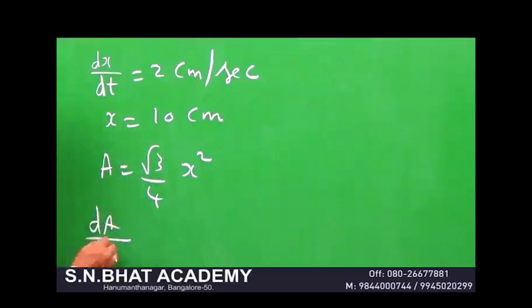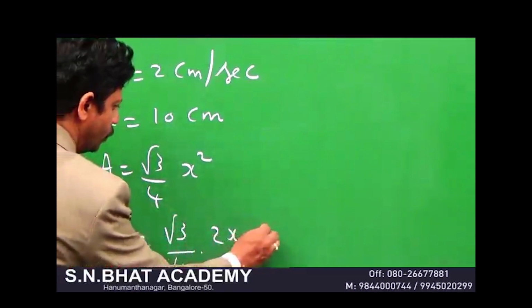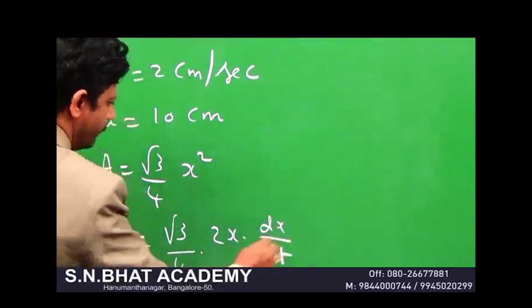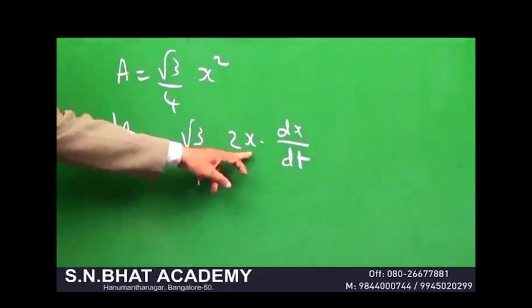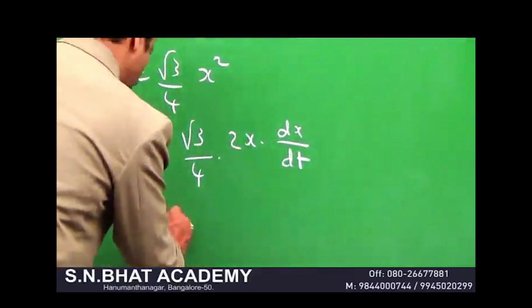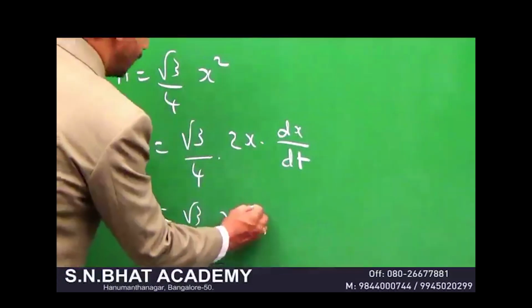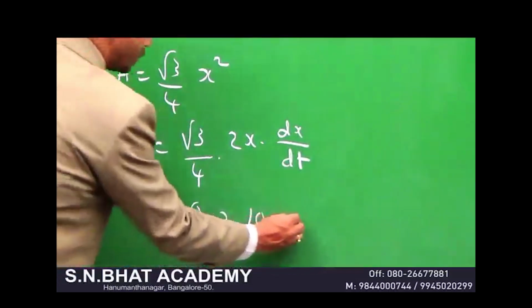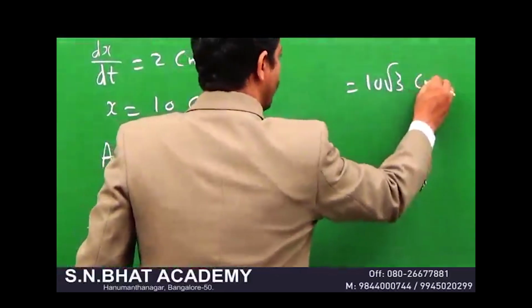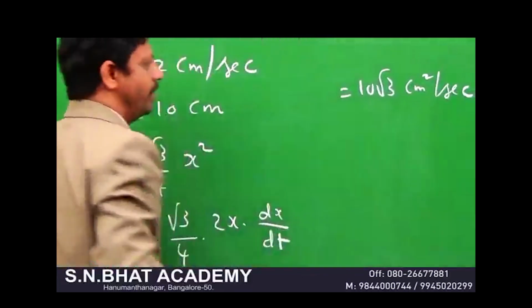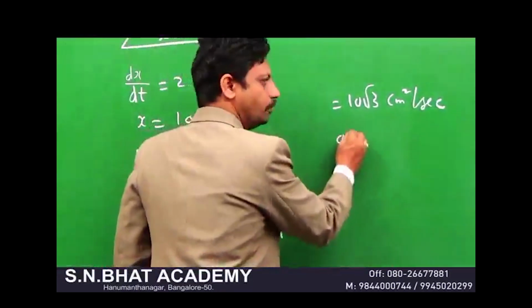We have to differentiate with respect to t. So dA by dt is root 3 by 4 into 2x into dx by dt. The value of x is given, it is 10, and dx by dt is 2. So it is root 3 by 4 into 2 into 10 into 2. So we get 10 root 3 centimeter square per second. So that is the rate of change of area of the equilateral triangle, and it is option 2.